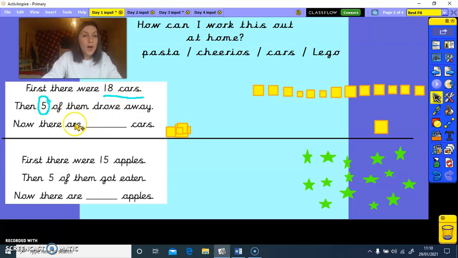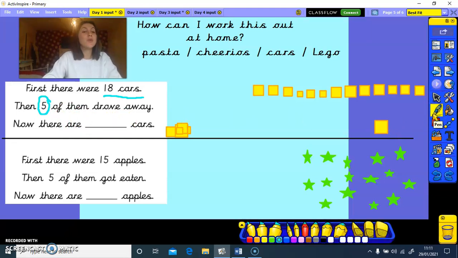So now I can work out how many are left. This is where we need to do careful counting and make sure we only touch each thing once. 1, 2, 3, 4, 5, 6, 7, 8, 9, 10, 11, 12, 13. Then, my little lovelies, you will get your pencil and fill it in here. Now there are 13 cars. Okay, let's go for the next one then.